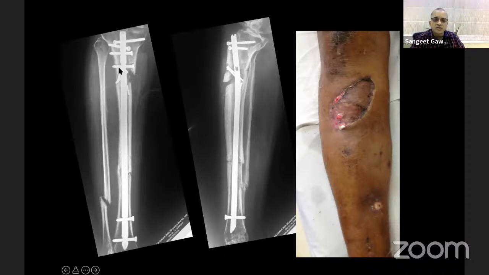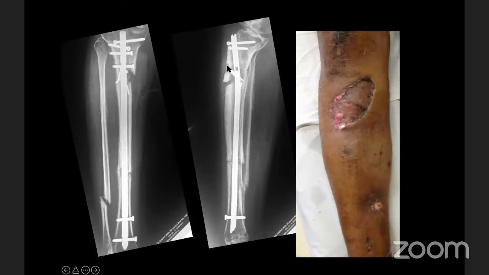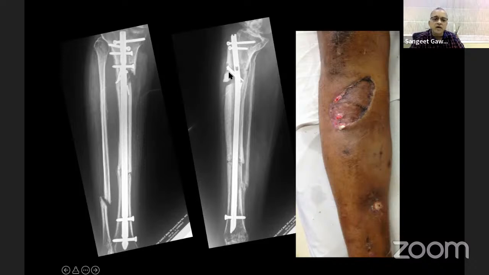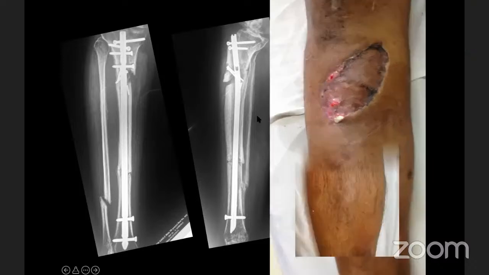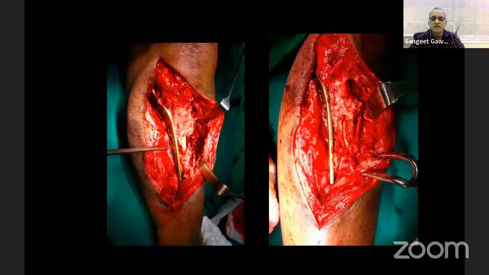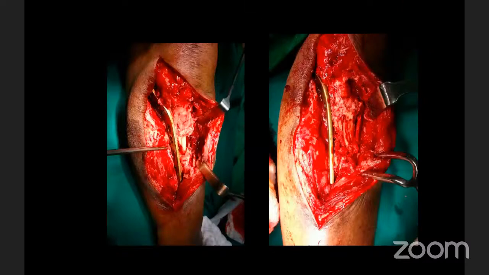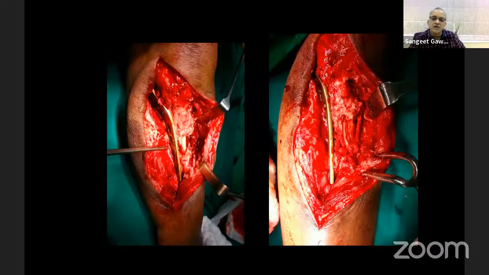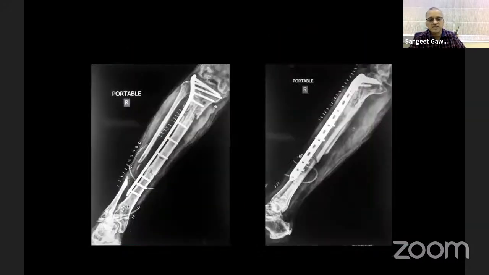You can see the screws are loose. The patient is having a discharging sinus, and there is an avascular segment underneath where an interfrag screw has been used. So that required excision of that avascular fragment, clearance of the infection, and then subsequently a plate which was exchanged.